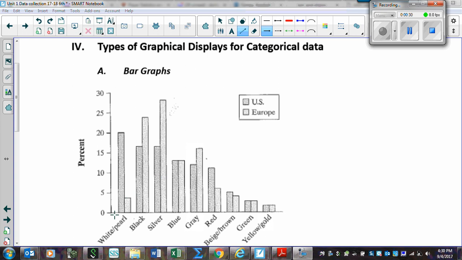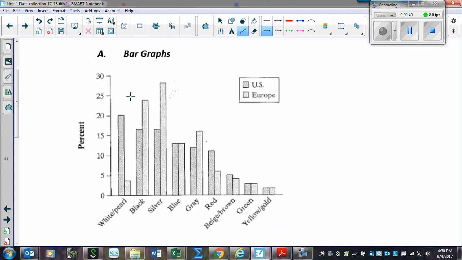For bar graphs, again, it's for categorical data. So the horizontal axis has categorical data on it. And in this case, this is color of cars, and they're comparing two populations, the US and Europe. So for each of these pairs, the left is the bar for percent of the color in US, and the right bar in each pair is the percent of the color in Europe.